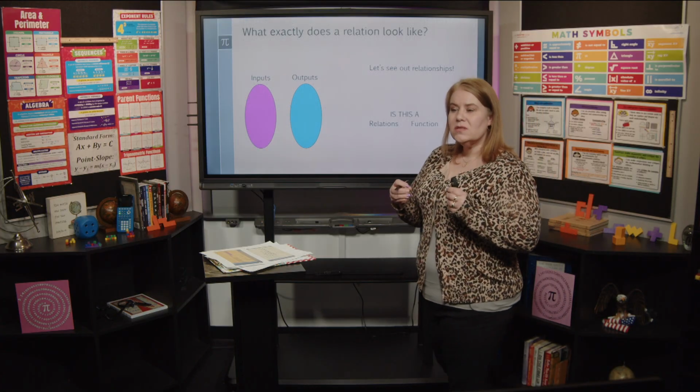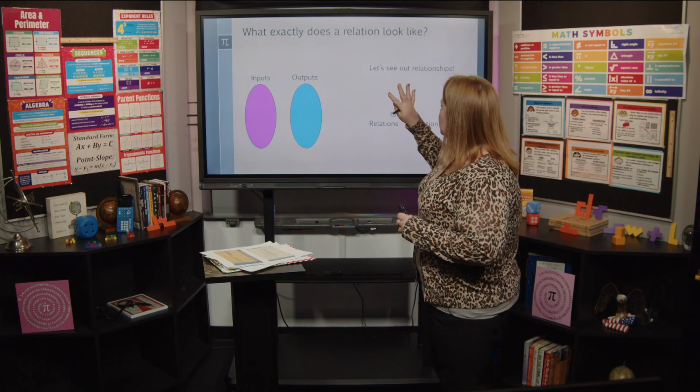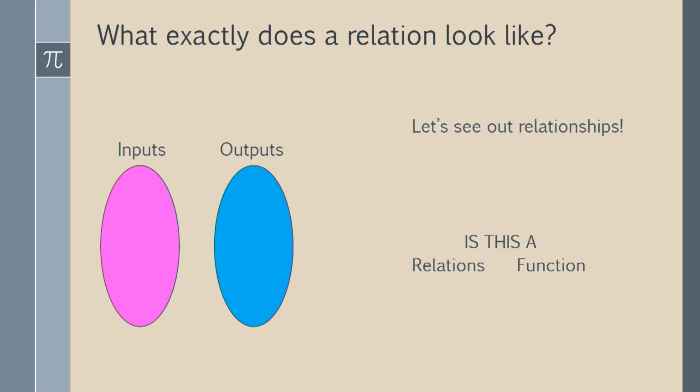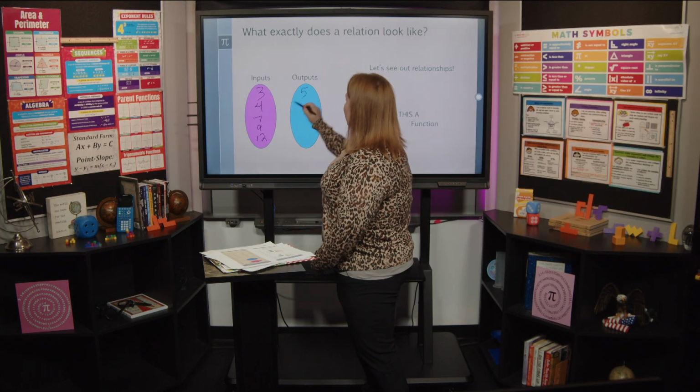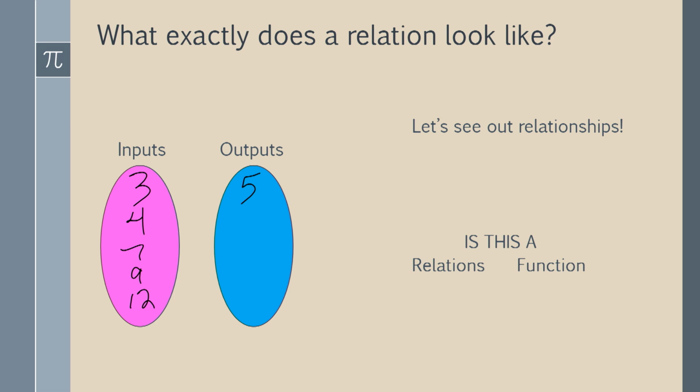So let's take those contexts and let's show what that looks like. What exactly does a relation look like? If I have some inputs, 3, 4, 7, 9, and 12. When I plug in my input 3, I get a 5. When I plug in my input 4, I get a 6 and a 7. When I plug in 7, I get a 12. When I plug in my 9, I get a 13. And when I plug in my 12, I get a 17.